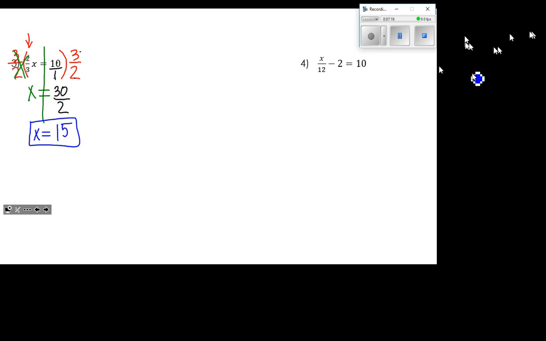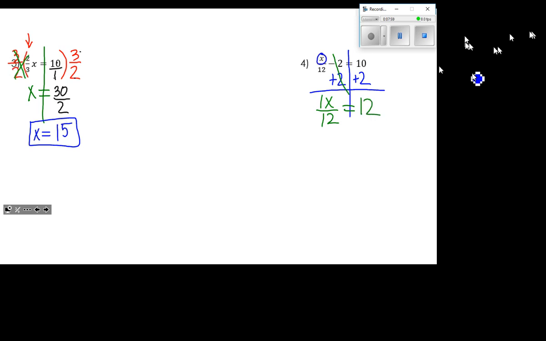Question number 4. I see a fraction, so I know I'm going to multiply at some point, but I always want to do the adding and subtracting first. So I can circle the variable, and I know I need to get rid of minus 2. The inverse operation of minus 2 is plus 2. So plus 2, plus 2, and cancel. Bring down the x, or the 1x if you need a number there, equals 10 plus 2 is 12.